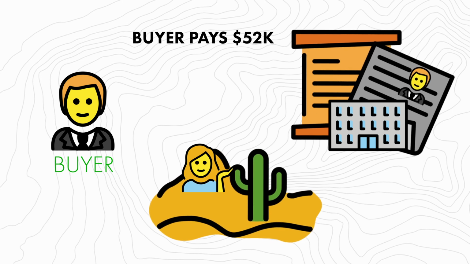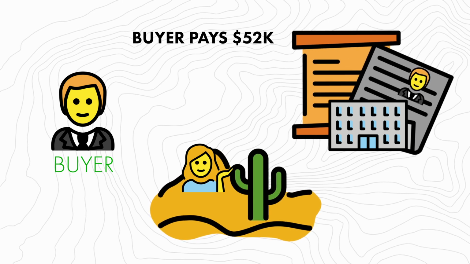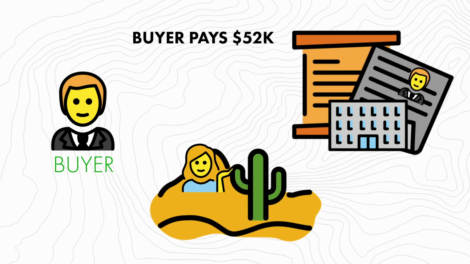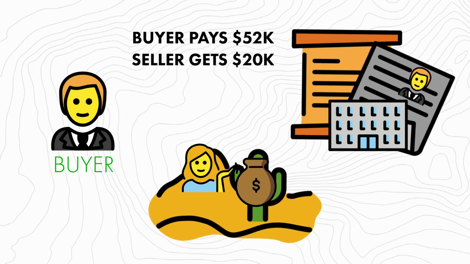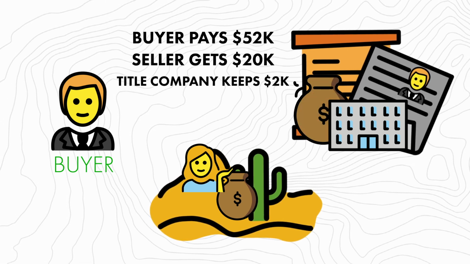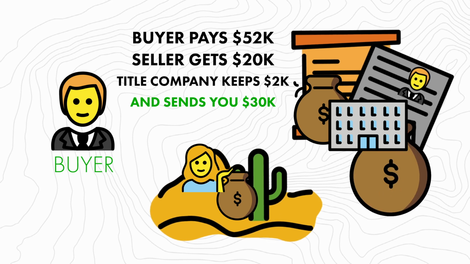So say somewhere around $52,000. The buyer wires in $52,000. The title company, of that $52,000, takes $20,000 and sends it to the seller. The title company takes $2,000, keeps it for themselves for their efforts, and sends $30,000 over to you. You just did a land flip without even buying the property. By just assigning the contract between the seller and you to a buyer, you just made $30,000. How cool is that?